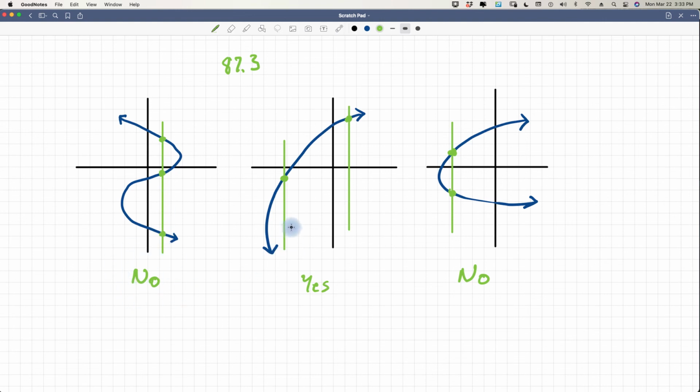On this one, we've drawn 2 vertical lines, and we only have 1 point of intersection on both of those lines. So this is a function according to this graph. On this one, I've drawn 1 vertical line, and I had 2 points of intersection. If I drew another vertical line out here, I'd still have 2 points of intersection. So no, this is not a function.